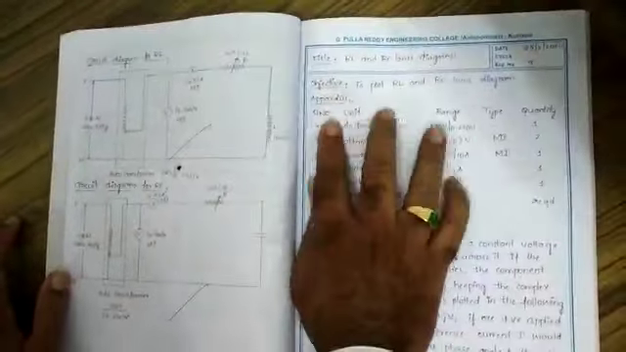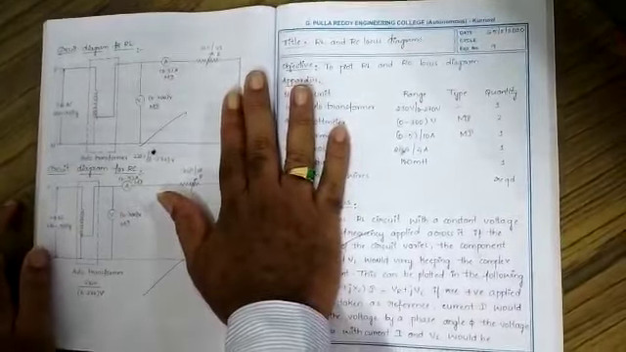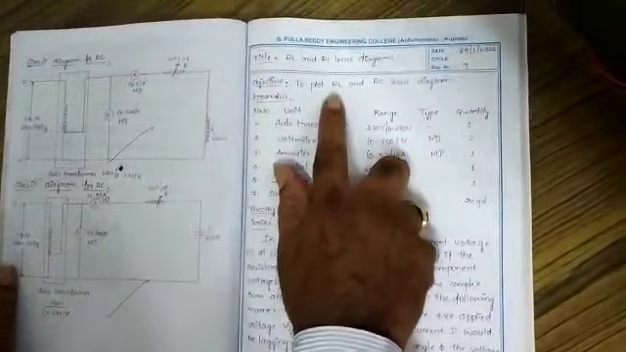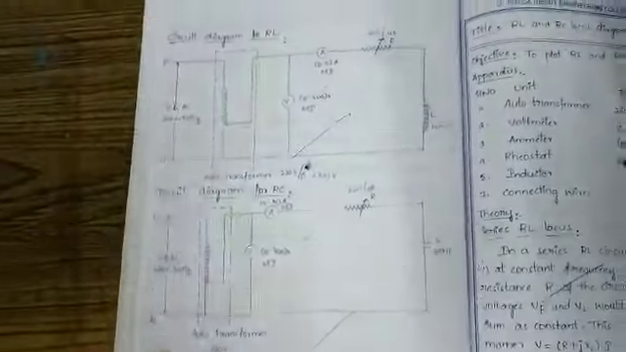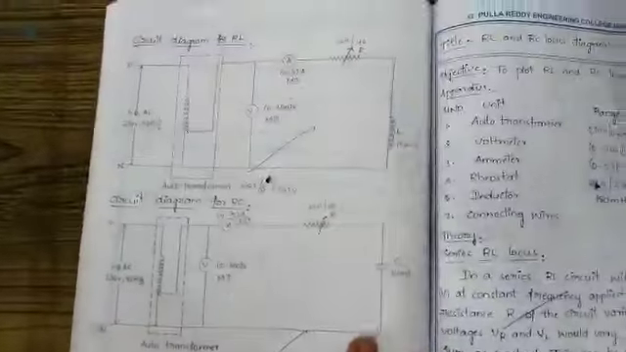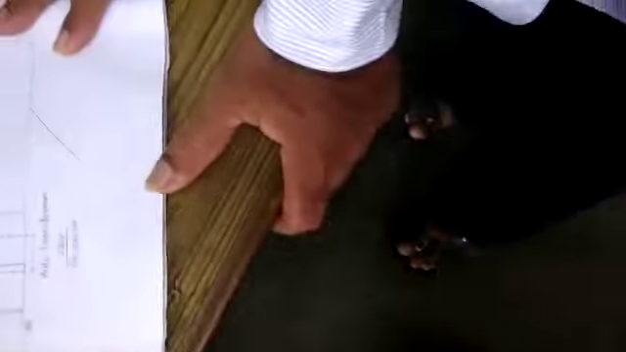Okay, next experiment: RL-RC locus diagram. The main purpose of conducting a locus diagram is to plot the curves of the RL and RC locus diagrams. These are the circuits for the RL and RC locus diagrams.